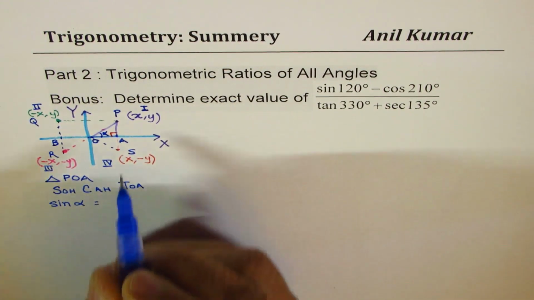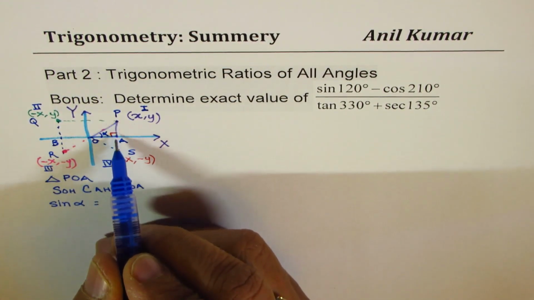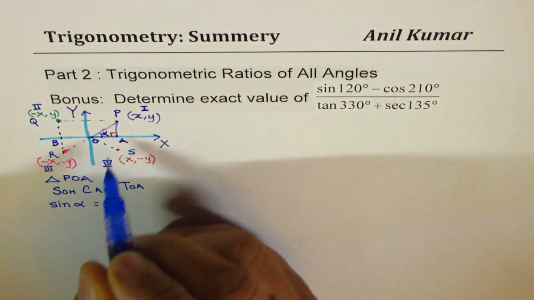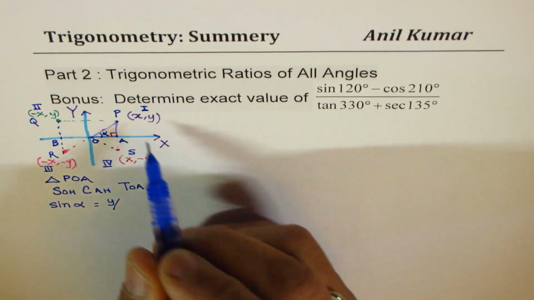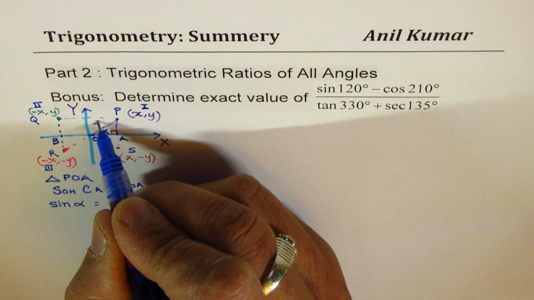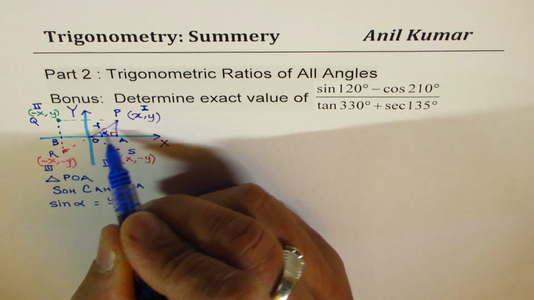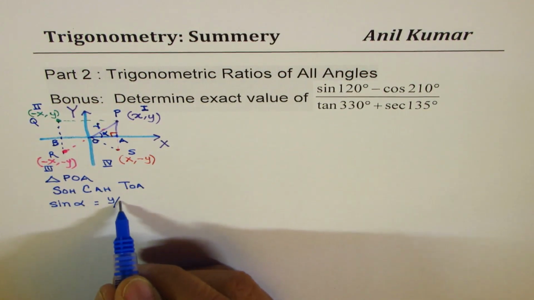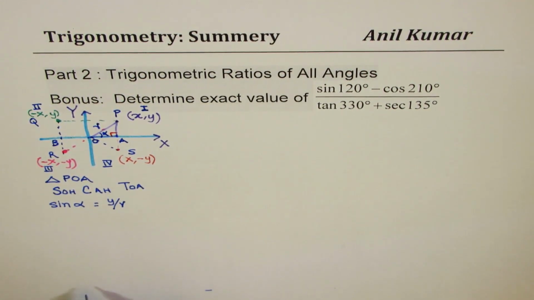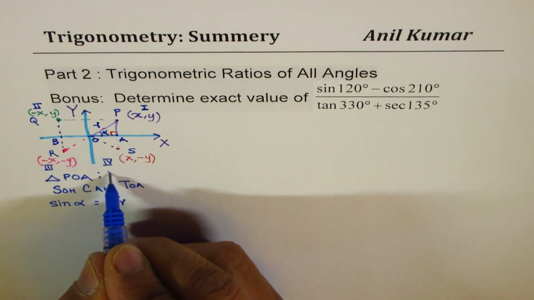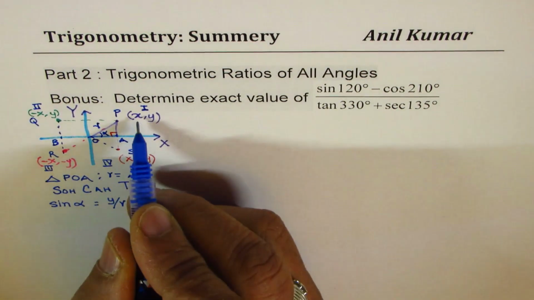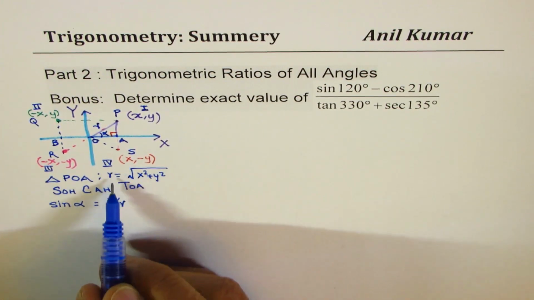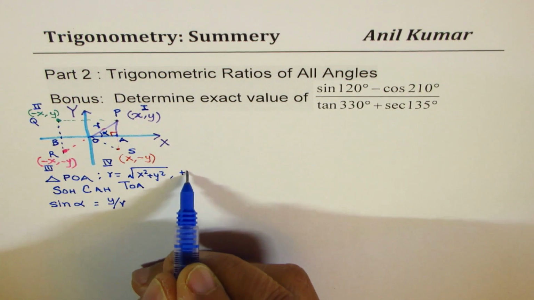So sine of alpha is the ratio of the opposite side, which is y, over OP. Now OP we'll call r for the time being. We'll always consider OP, this length, as positive, correct? So we'll write sine alpha as y over r. In this triangle, r is equal to the square root of x square plus y square. As you know, a square root is always positive.